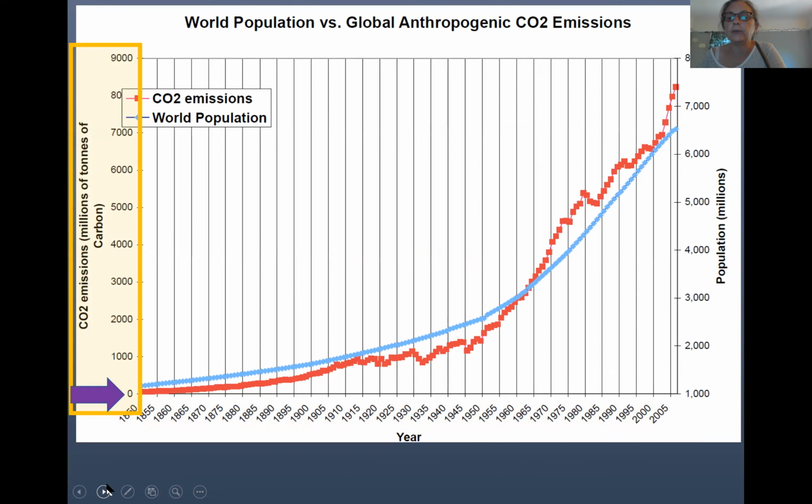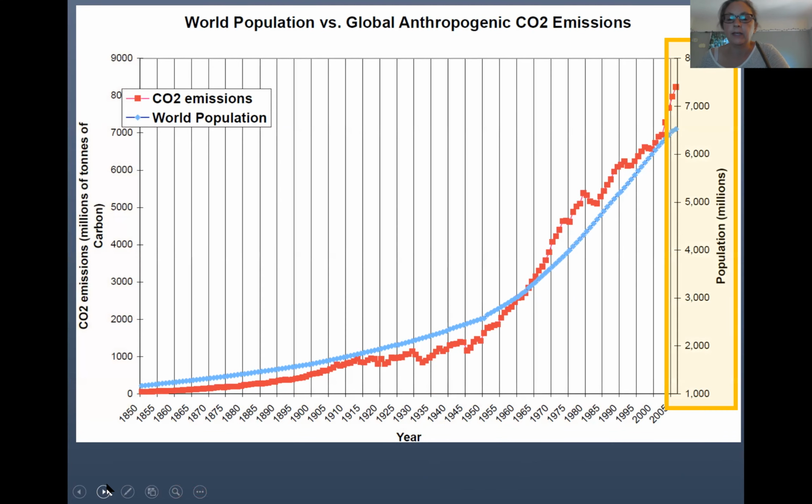The scale goes from 0 million metric tons to 9,000 million metric tons, which is another way of saying 9 billion. At the same time, there is another y-axis of global population growth in millions. Don't get confused by the 1,000 millions. It starts with 1,000 million, which is equivalent to 1 billion. The upper end of the population scale is 8 billion, or 8,000 million.